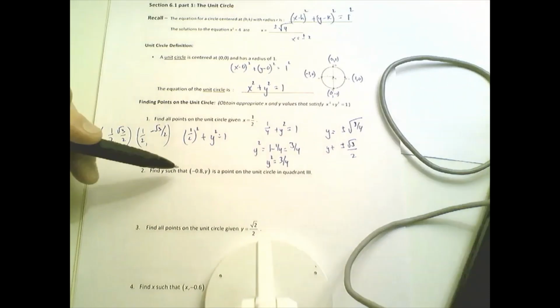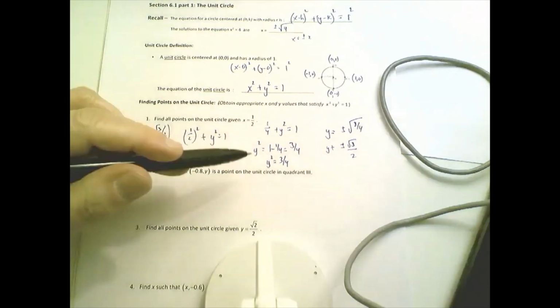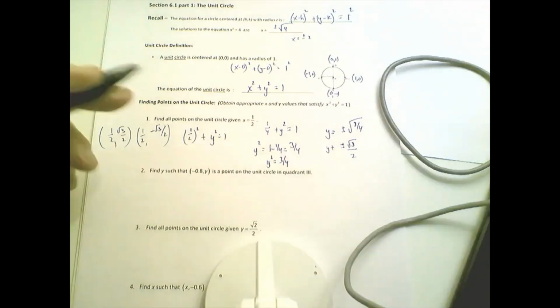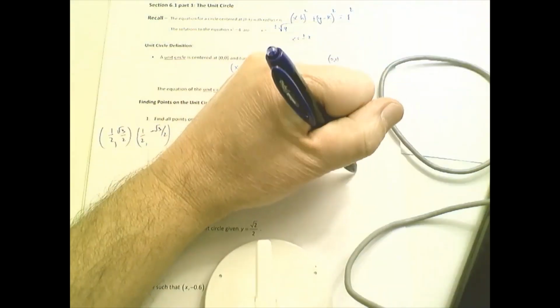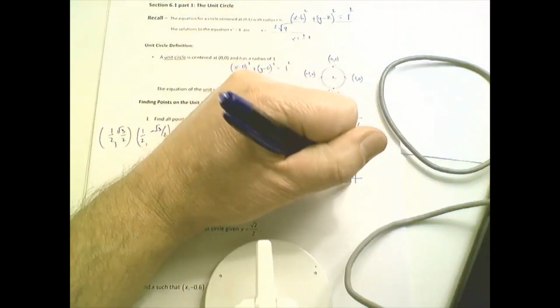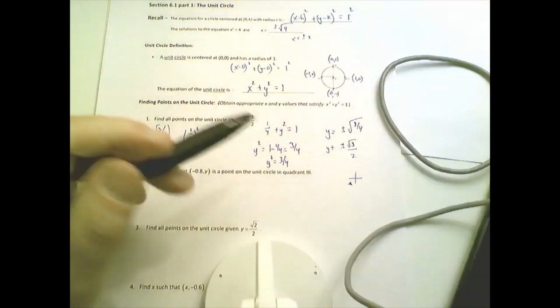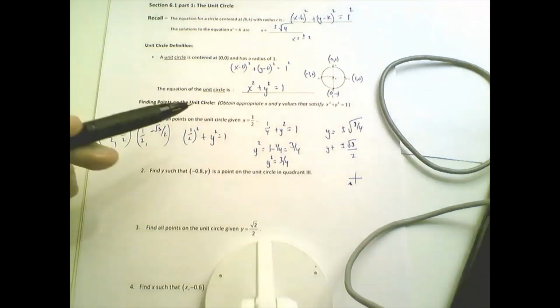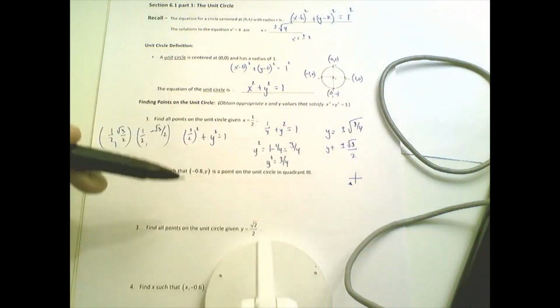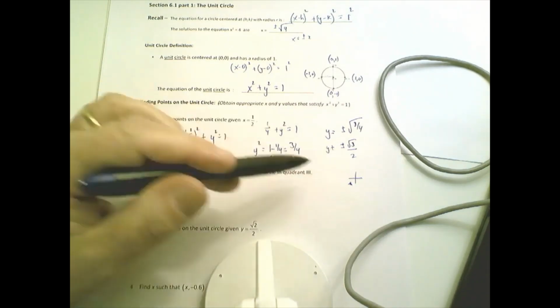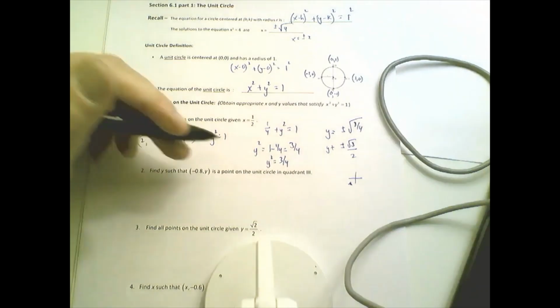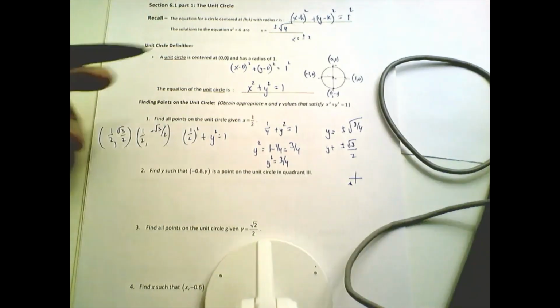Find y such that the point negative 0.8, y is a point on the unit circle, by the way, in quadrant 3. Okay, well, quadrant 3 requires what? Well, let's look over here. Quadrant 3 would be located down here. That's going to require my y coordinate to be negative. My x coordinate, they're telling me I've got to be in quadrant 3, so my x coordinate better be negative as well.